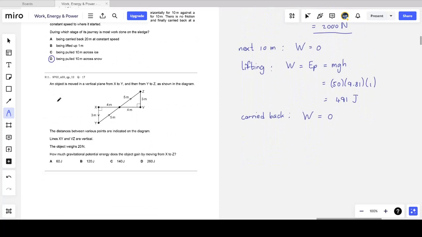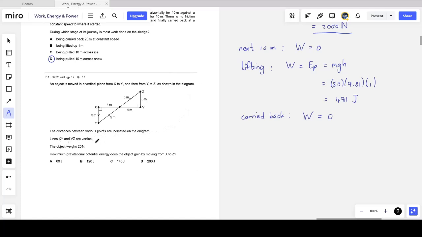The next question is 511. It comes from the March 2020 exam, question paper 1, variant 2, and it's question 17 from that paper. We're told that an object is moved in a vertical plane from x to y and then from y to z as shown in the diagram. The distances between the various points are indicated on the diagram.